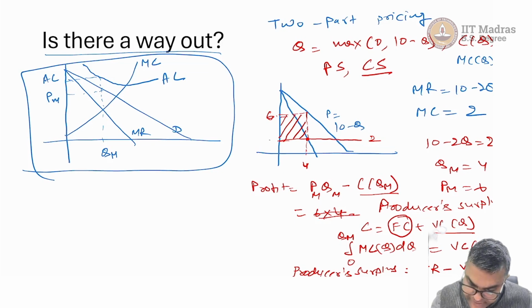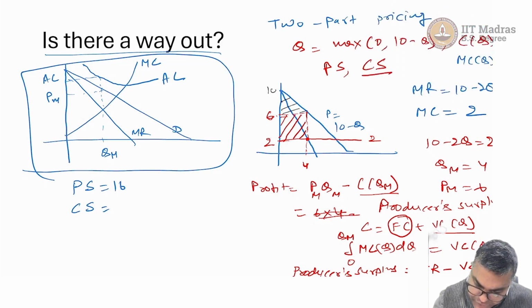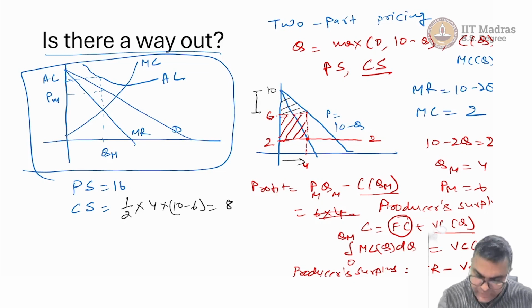So, in this particular case it is 2. We can write here that producer surplus is 16, because that is a proxy for profit, because of course we do not have fixed cost. We can also write the fixed cost, but here we do not have fixed cost. And as we are calculating, we can also calculate consumer surplus, which is equal to this particular area. This is half multiplied by 4, the height, multiplied by 10 minus 6. So, consumer surplus is 8.